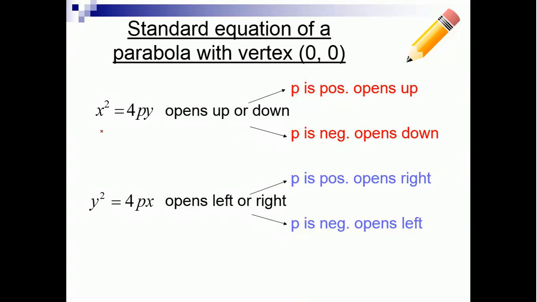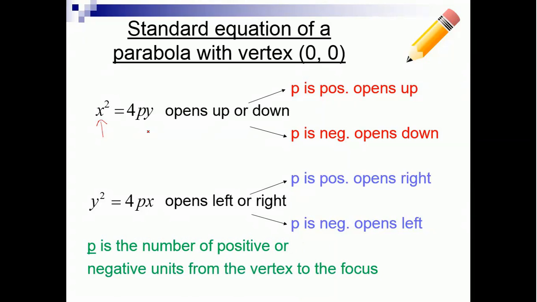Here's a way to remember if it's up or down or left and right: x squared always opened up or down no matter what before, right? So I like to think x squared is up and down, y squared is something new, left or right, okay? p is the number of positive or negative units from the vertex to the focus. So that allows us to find where that focus point is in the middle of our parabola.